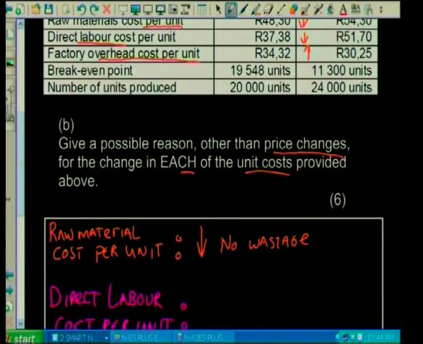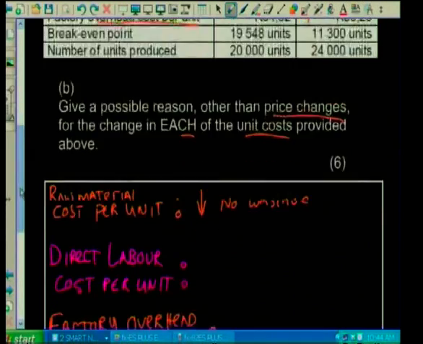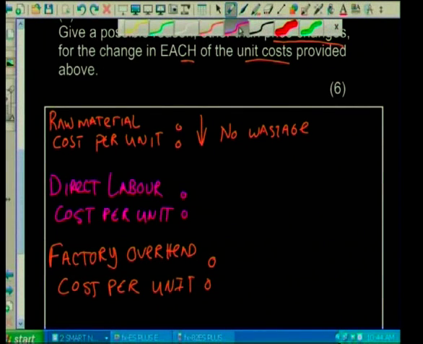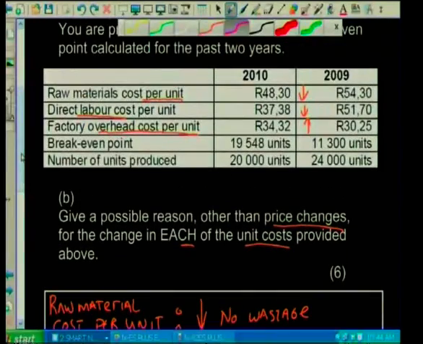Right, let's move on now to your direct labor cost per unit. Okay, I'm just going to change the color of my pen there. Why did the direct labor cost per unit decrease as well? Direct labor obviously refers to your workers. So again, 51 Rand 70 cents has decreased to 37 Rand 38 cents.